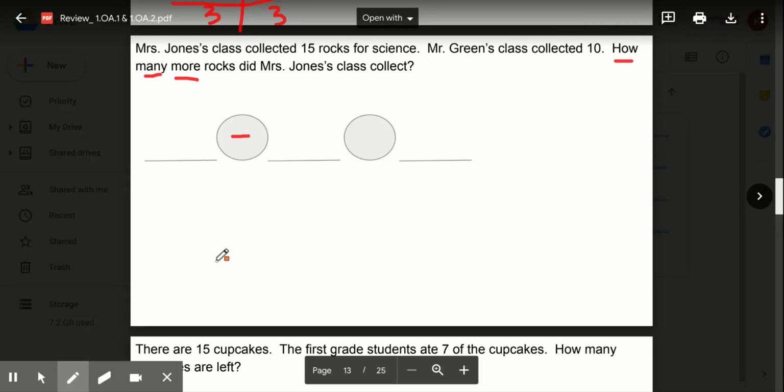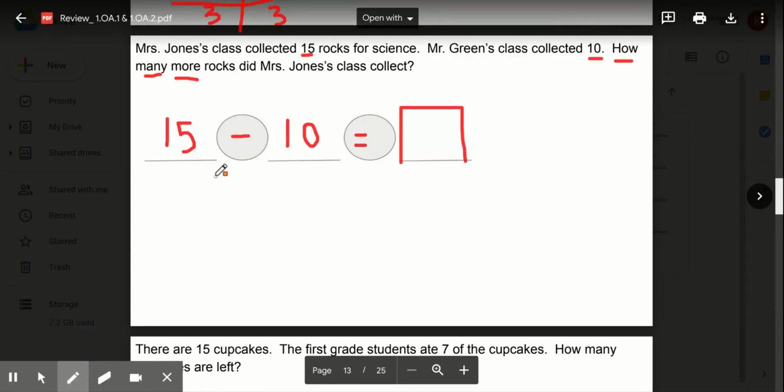I'm going to reread my problem and fill in my equation. Mrs. Jones' class collected 15 rocks for science. Mr. Green's class collected 10. How many more rocks did Mrs. Jones' class collect? So we have Mrs. Jones' collection minus Mr. Green's. And the answer is my unknown.